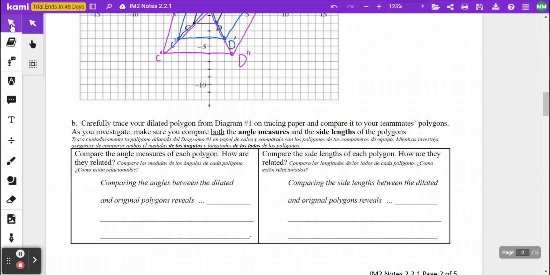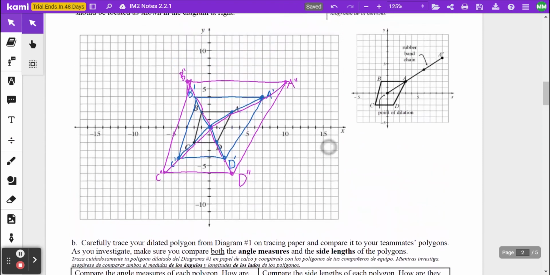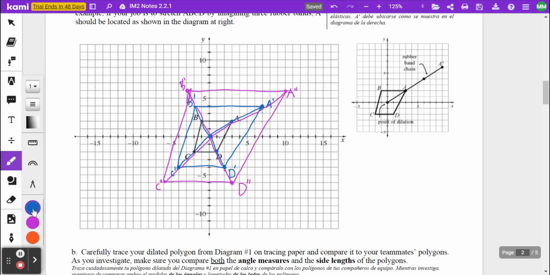So what I'm going to do is compare the angle measures of each polygon by dragging my polygons on top of one another. All right, I noticed that these angle pairs are all the same. So those corresponding angles are congruent. Let me mark that with dark and obvious lines.